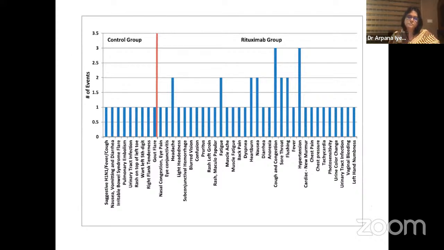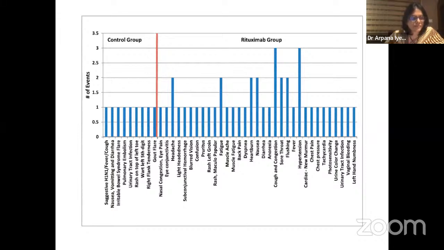And this is the adverse events graph presented in the article. As you can see, they have mentioned each and every adverse effect and the number of events also, as the sample size itself was very small. So they have mentioned clearly each and every side effect and also the number of patients.